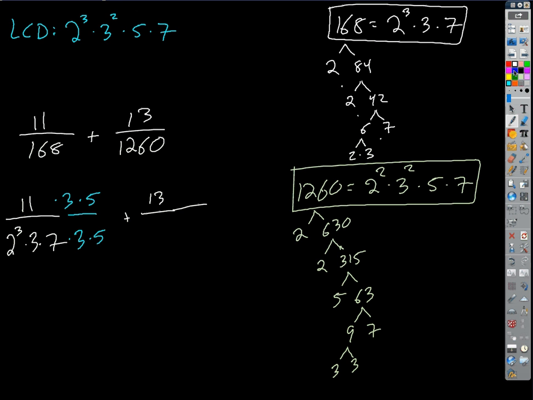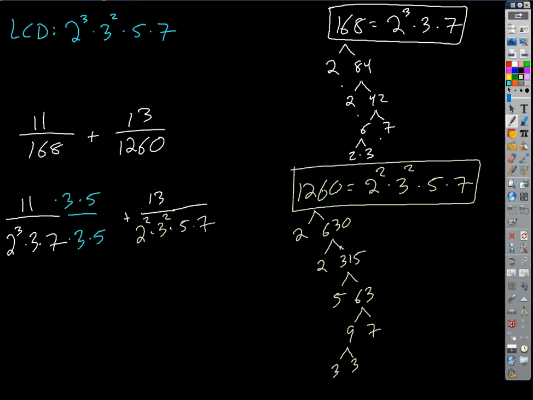Wait, why do you have to multiply by 3 and 5? Because I need a 3 squared, I need two 3s, and I only started off with one. Okay, gotcha. And you need a 5 for the bottom one. There you go. I needed a 5 because this one had a 5 in the list, but 168 didn't start with a 5. So for 1260, here are the factors of 1260: 2 squared times 3 squared times 5 times 7. So what do we need to multiply by there?